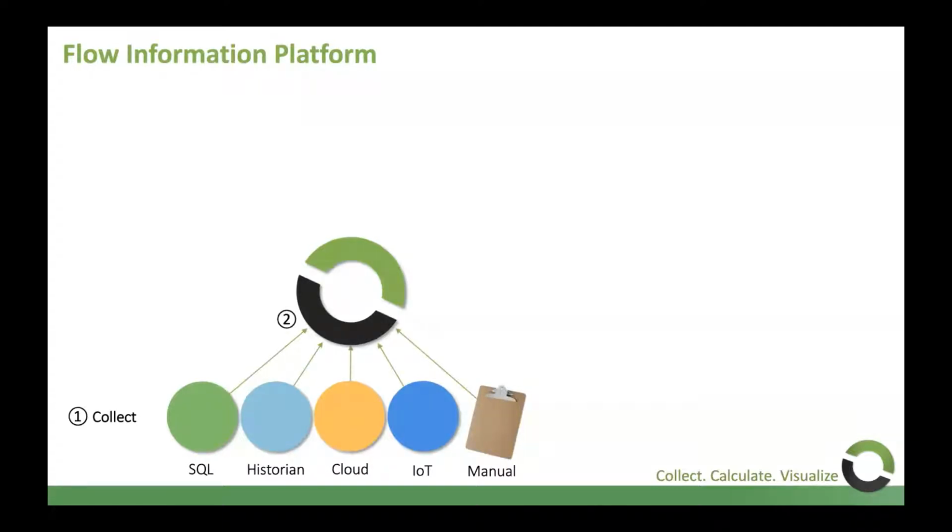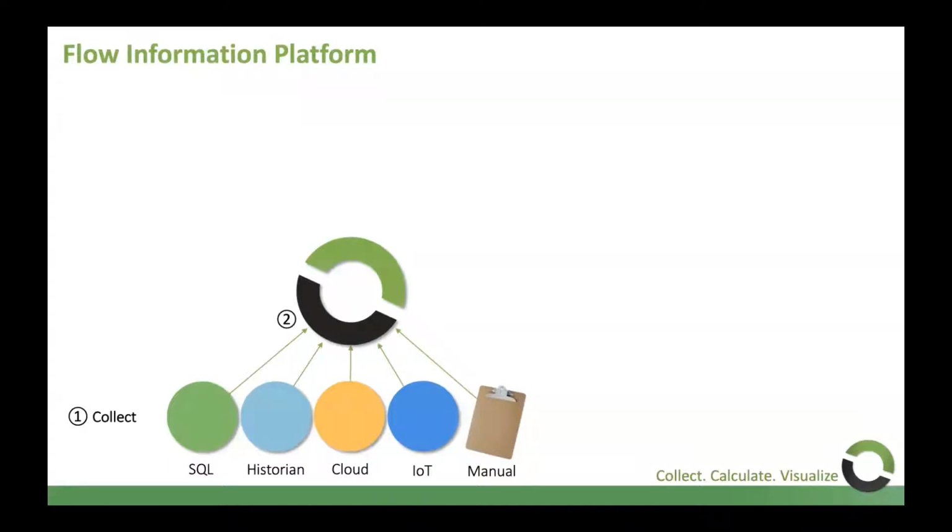Now, as per the previous example, it could be historians, but it could have also been a transactional SQL database that could potentially host MES data or batch data. It could have been a cloud solution. Maybe you're using a cloud solution for all your energy meters, etc., and you want to get that data into the platform. It could have been an IoT platform.